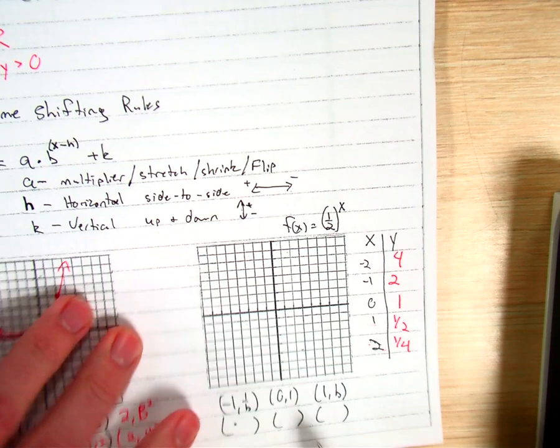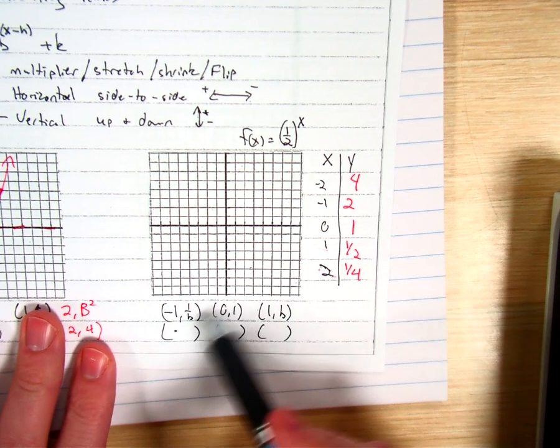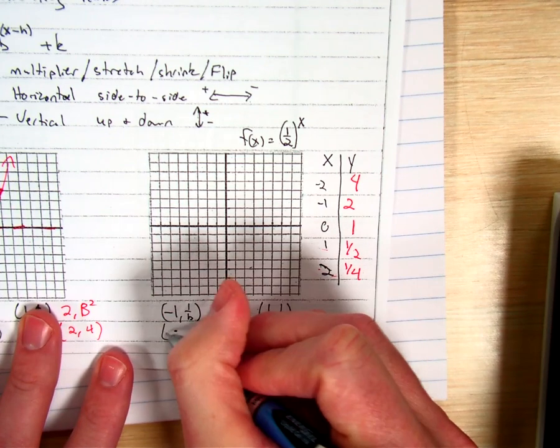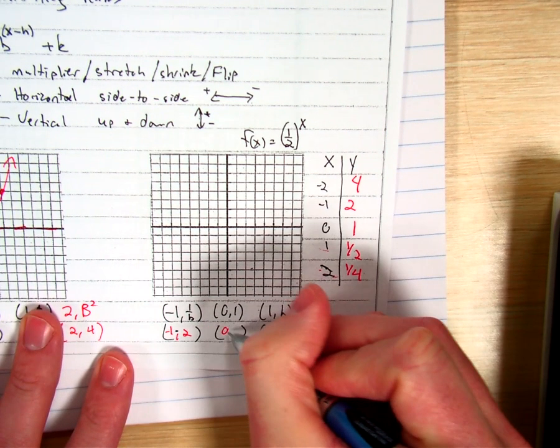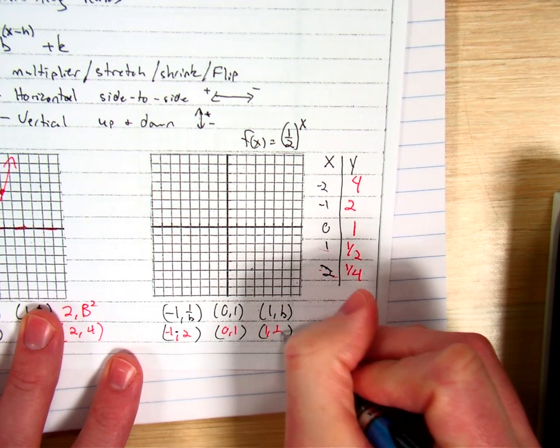So again, these are our three main points that we want to have, our anchor points. Negative 1, comma 1 over b. So 1 over a half, 1 divided by a half, should be negative 1, comma 2. 0, comma 1. 1, comma b, so 1, comma a half.